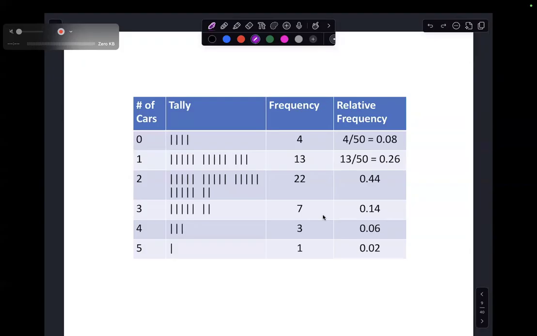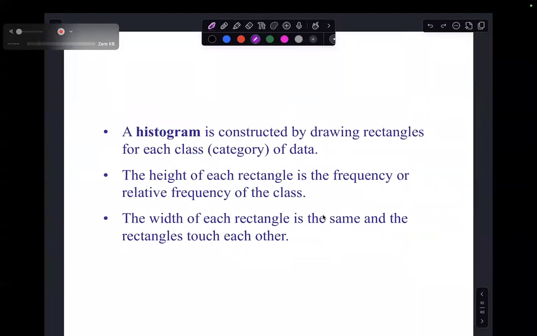All right. So histograms. The histogram's similar to a bar graph, but there's a couple of differences. The histogram is rectangles for each class or category. That's the same as a bar graph. The height of each rectangle is the frequency or the relative frequency. That's the same as a bar graph. This is the difference right here. The width of each rectangle, yes, they're the same. The rectangles touch each other. They bump right up against each other.